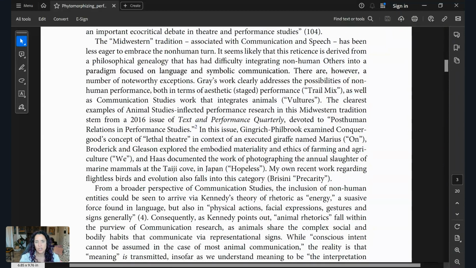The Midwestern tradition associated with communication and speech has been less eager to embrace the non-human turn. It seems likely that this reticence is derived from a philosophical genealogy.